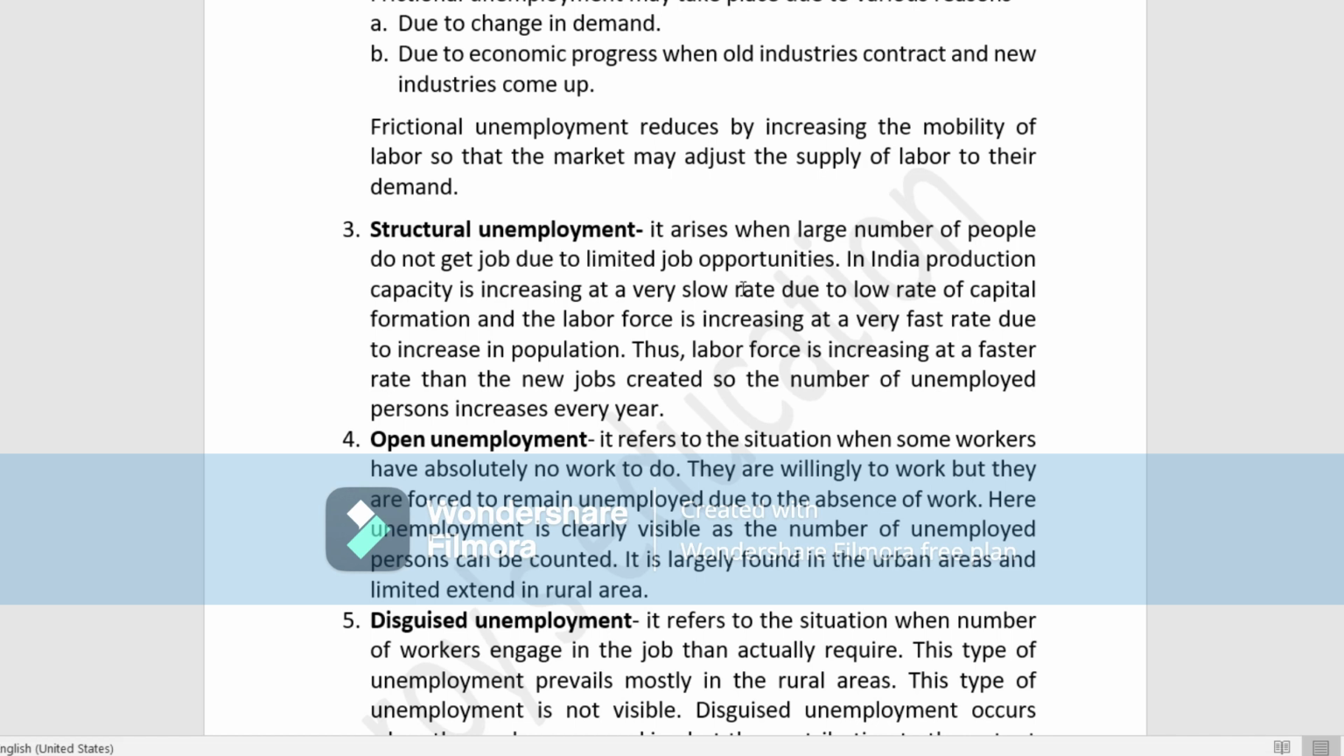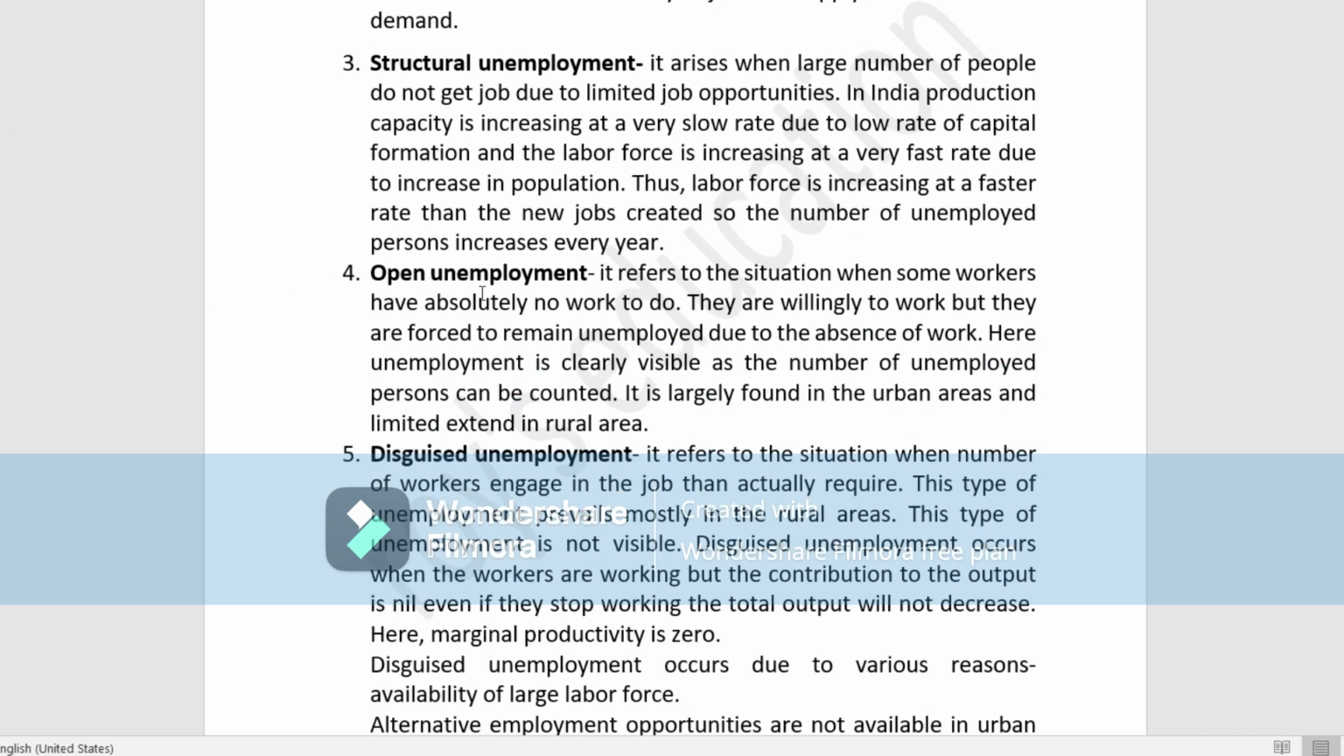In India, production capacity is increasing at a very slow rate due to a low rate of capital formation, and the labor force is increasing very fast due to increasing population. Thus the labor force is increasing at a faster rate than new jobs are created, because capital formation is low and therefore job creation is also low. But as population increases, the labor force also increases, and jobs are not created accordingly. So unemployment is increasing every year. This type of unemployment is called structural unemployment.